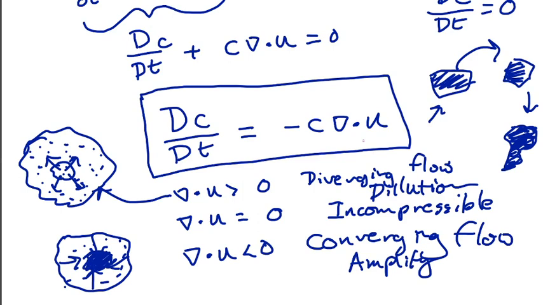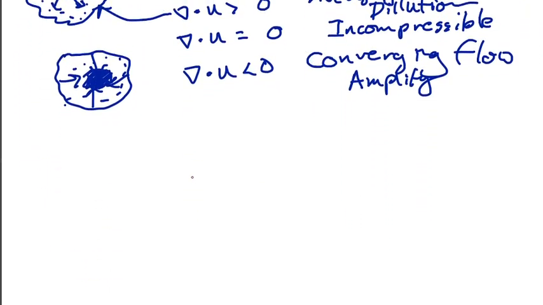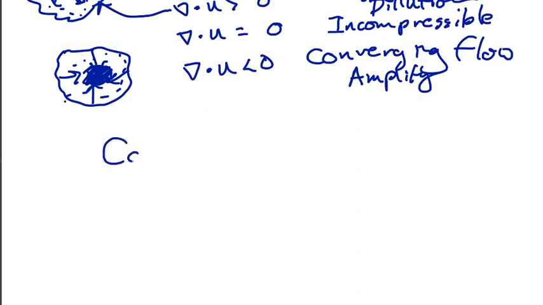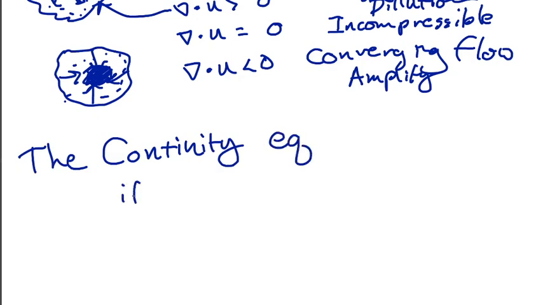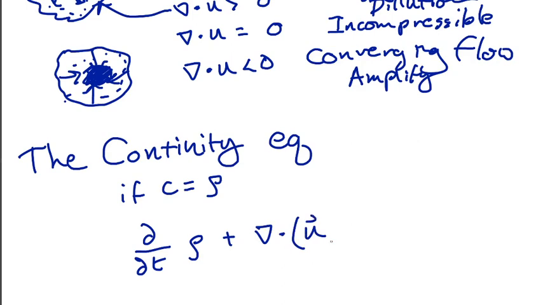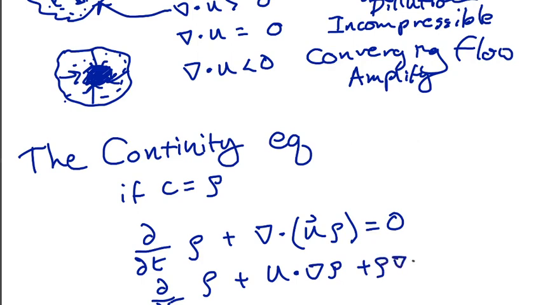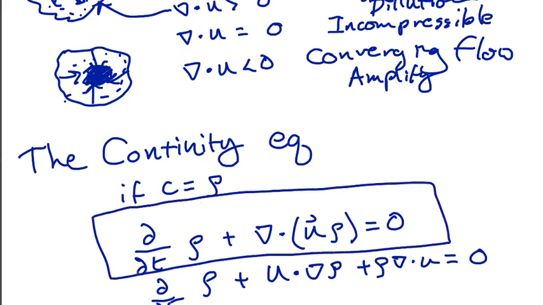In general, when we have equations in this form, where it's d/dt of q plus div of u q, we call these continuity equations. And sometimes you'll hear the continuity equation, and that's when c is the density rho. So if c is rho, and we have the equation d/dt of rho plus the divergence of u rho equals 0, which is also d/dt of rho plus u dot grad rho plus rho div u is 0, these are called the continuity equation.